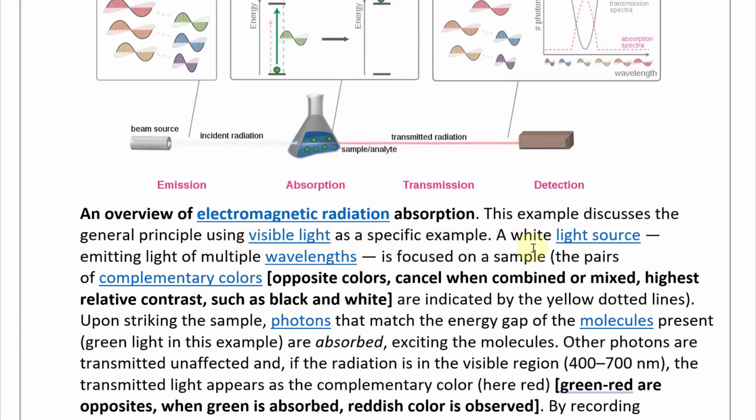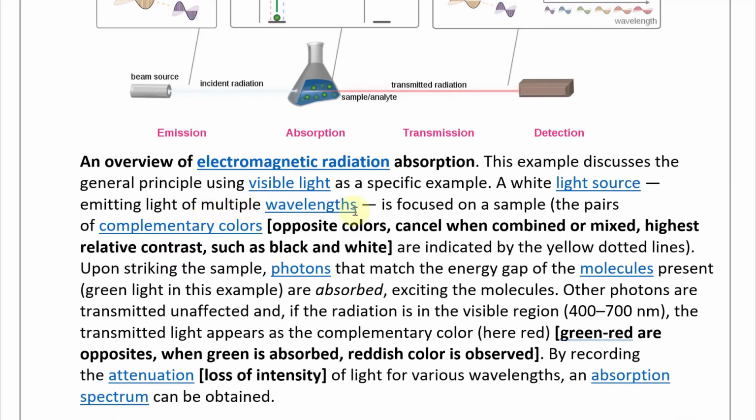A white light source emitting light of multiple wavelengths is focused on a sample, and the pairs of complementary colors, which are opposite colors that cancel when combined or mixed and have the highest relative contrast to each other, such as black and white. These complementary colors are indicated by the yellow dots right here.